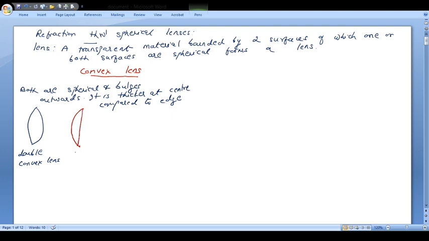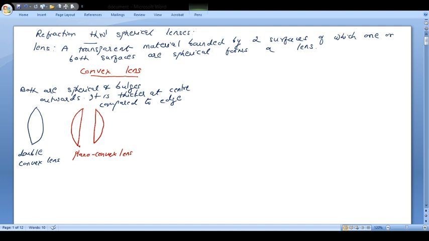So this will be known as a plano-convex lens. You can have it like this also: this side can be plane and it can be bulging at the other side. So this is basically your plano-convex lens. This is also a lens, like the double convex. When both are spherical, we give the word convex lens, double convex lens. Here we are going to study about the convex lenses only.